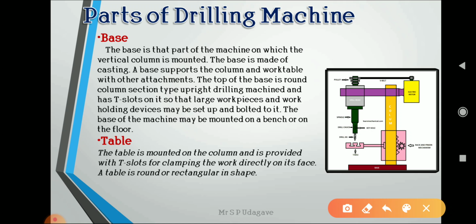Table. In this figure you can see the table connected with the vertical column, with a rack and pinion attachment provided. The table is mounted on the column and is provided with T slots for clamping the work directly on its face. A table is round or rectangular in shape.